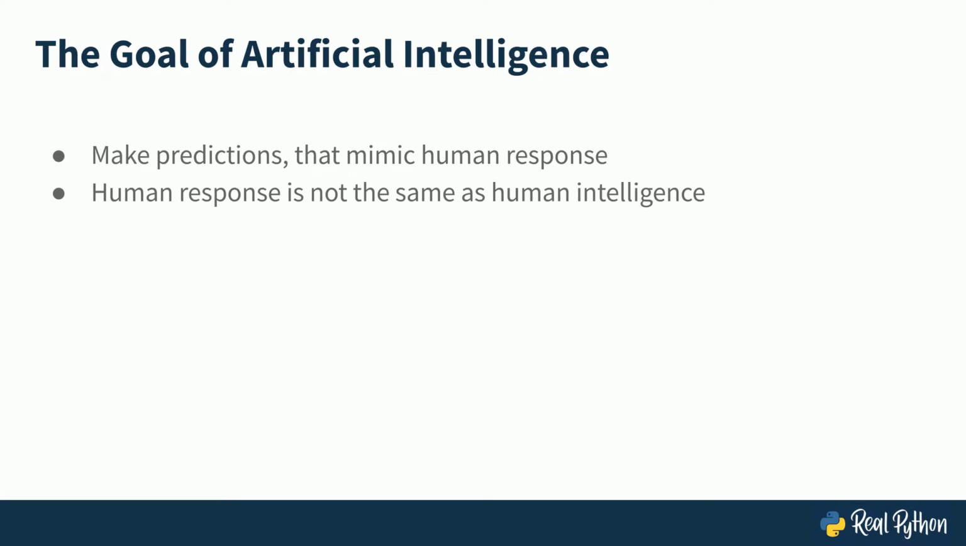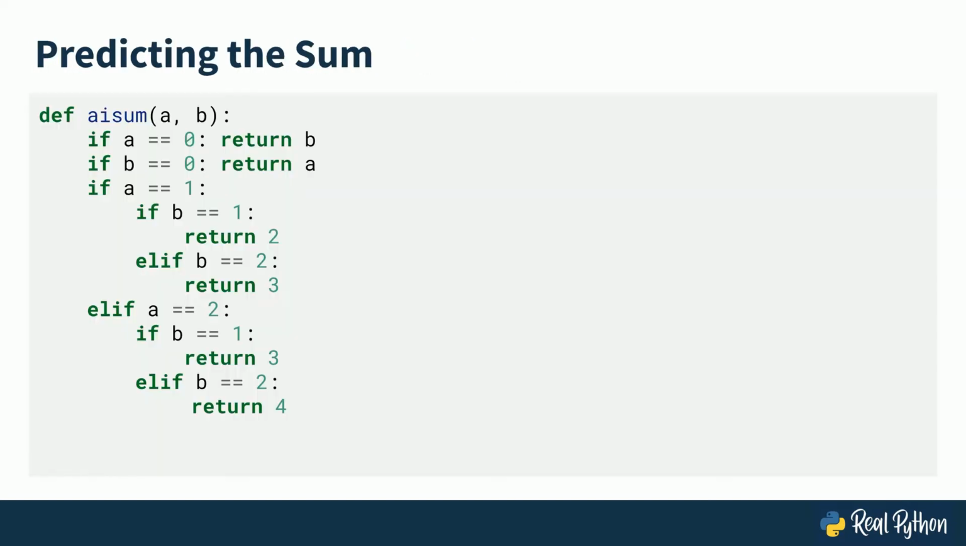And notice that I said human response, not human intelligence, because there are many ways to predict the sum of 2 and 2. One of them is a set of conditional statements. Take a look at this short Python script that would predict the sum of 2 numbers. Obviously, this is not the most efficient way to add 2 numbers, but if the range of the numbers is 0 to 2 inclusive, it'll work.